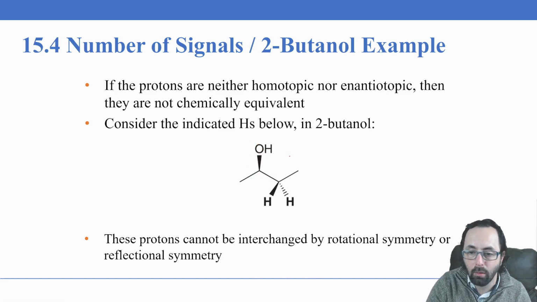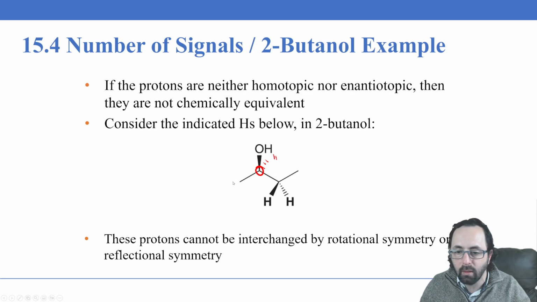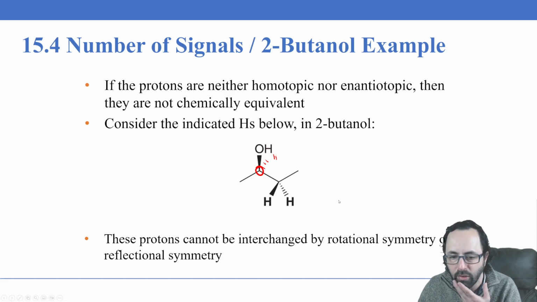They're not going to be chemically equivalent because there's another carbon here that is chiral. We can tell it's chiral because it's attached to four different things. This methyl group on the left is different from the ethyl group on the right, which is different from the hydroxyl group on the wedge, and is different from the hydrogen on the dash. There's no rotational or reflectional symmetry here. So these hydrogens are not homotopic, they're not enantiotopic, they're not chemically equivalent.